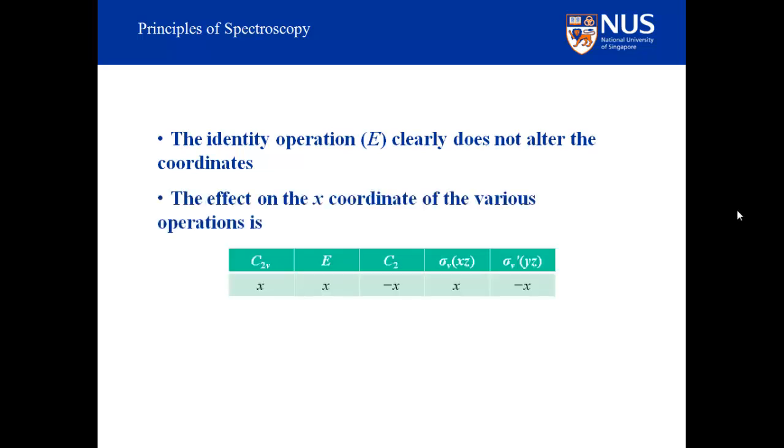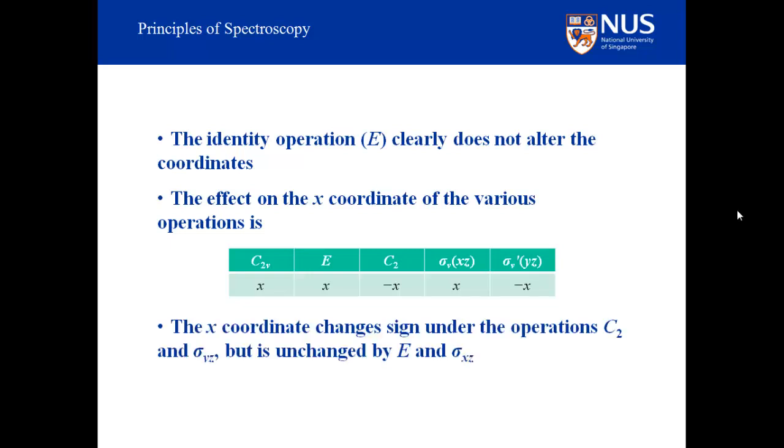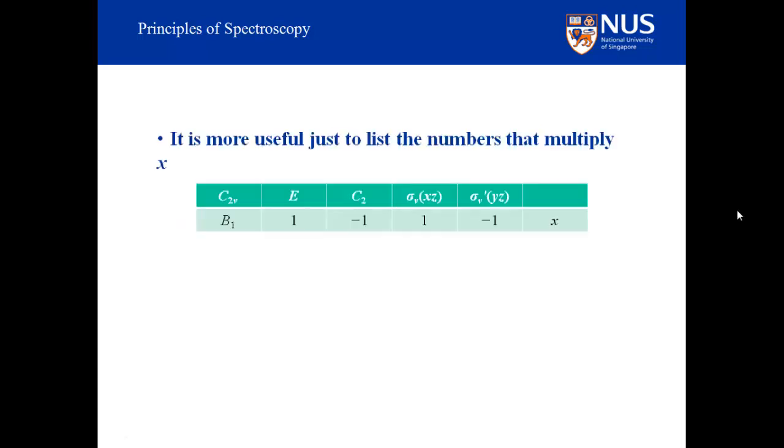We can tabulate the effect on the x-coordinate of the various operations in the following manner. The x-coordinate changes sign under the C2 and sigma yz symmetry operations, but is unchanged by the identity E and the sigma xz symmetry operations. This symmetry behavior is given the label B1. It is more clear why this is given the label B1 when we list the numbers that multiply x.